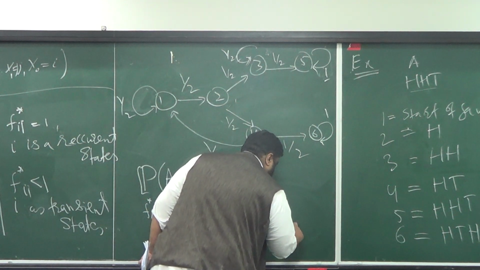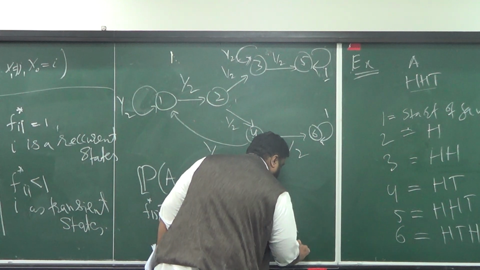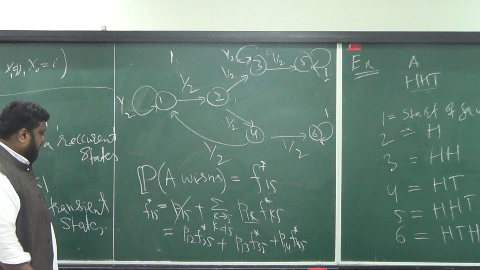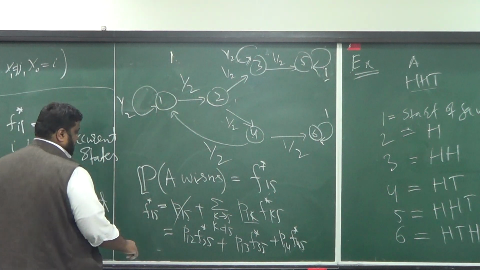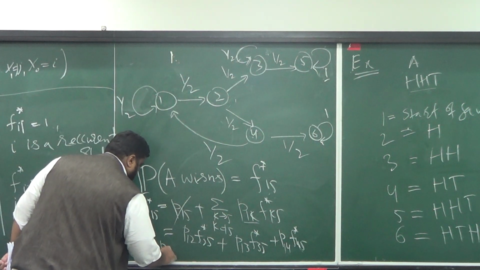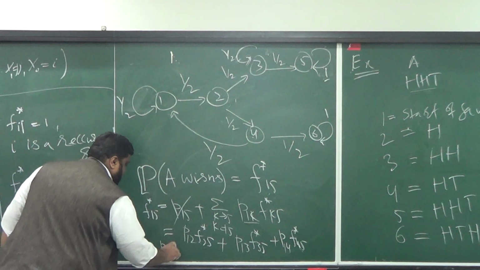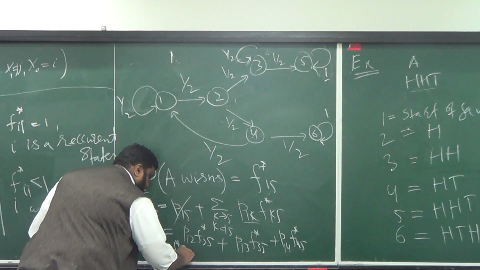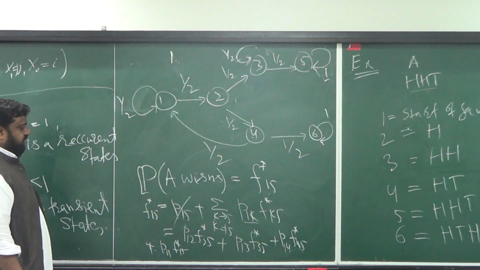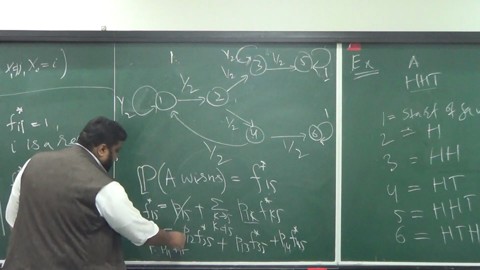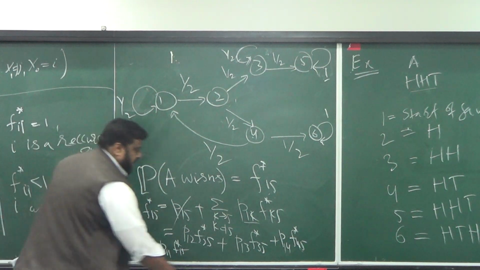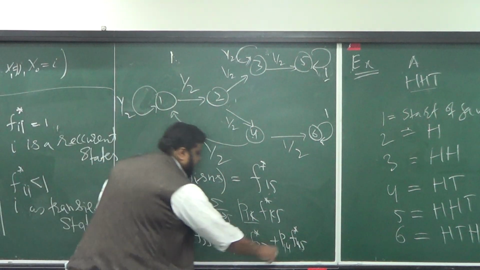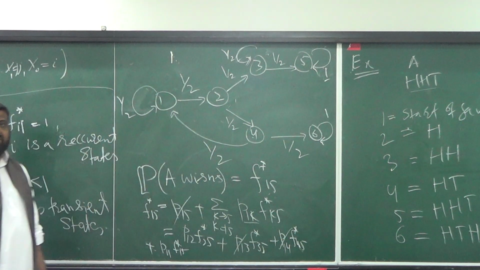And f star 45. Sir, 1 will also come, which we were setting to 0 earlier, because you can reach from 1 to 1. And then you have p11 plus f star 15. Okay. So I know only these two terms would survive, because you can't reach from state 1 to state 3 in one step. You can't reach state 1 to 4 in one step.